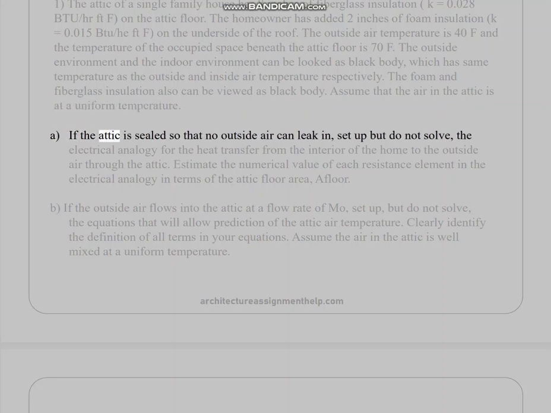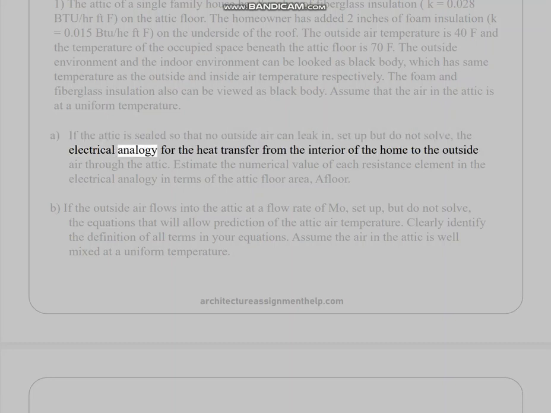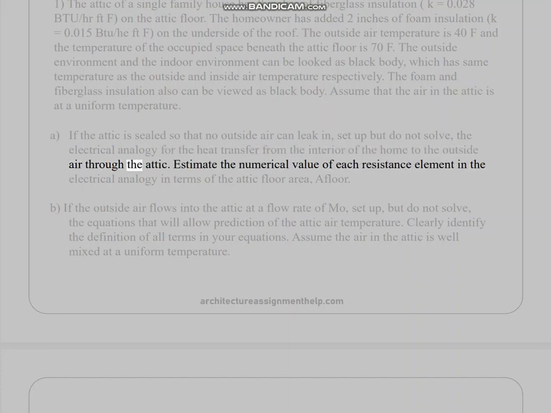A. If the attic is sealed so that no outside air can leak in, set up but do not solve the electrical analogy for the heat transfer from the interior of the home to the outside air through the attic. Estimate the numerical value of each resistance element in the electrical analogy in terms of the attic floor area, A floor.